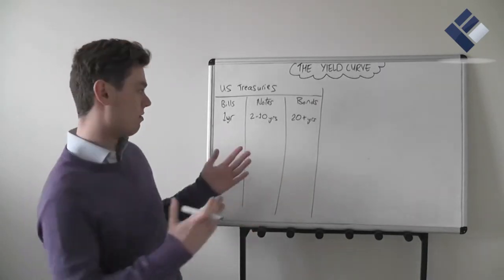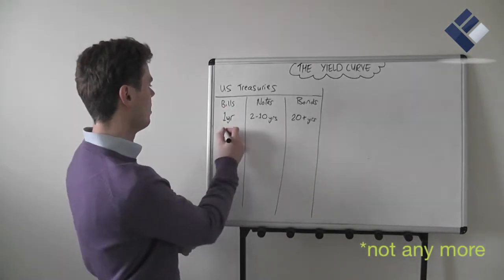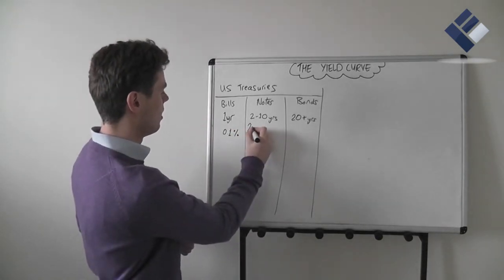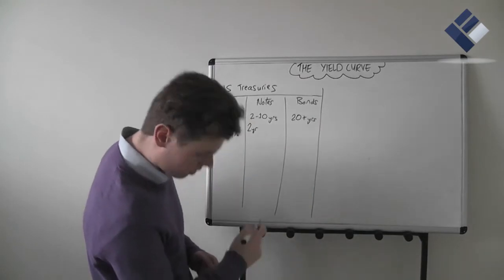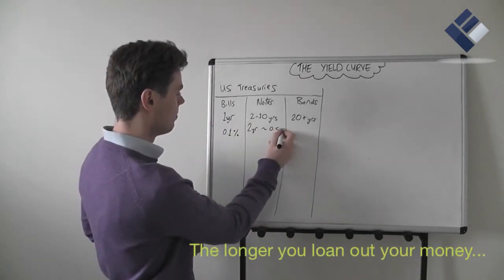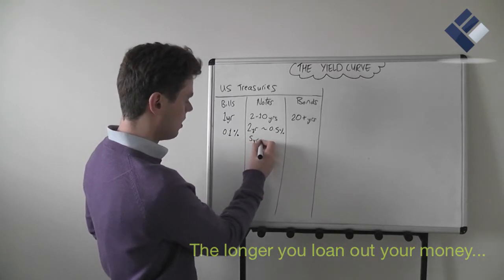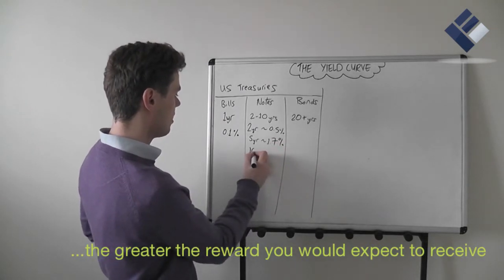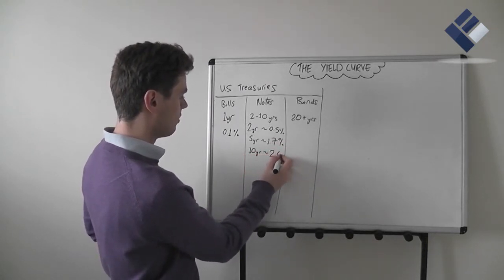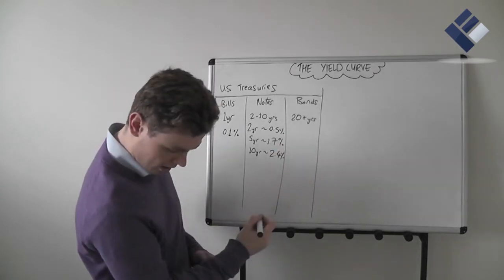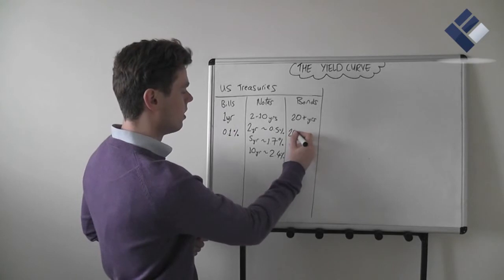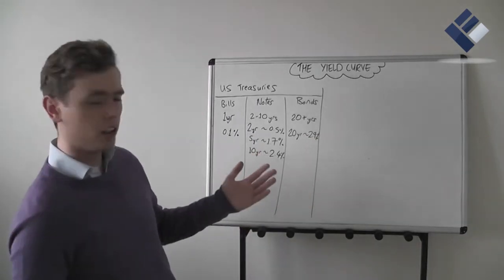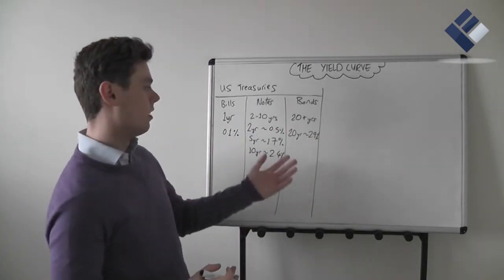So, at the moment of filming this video, the US Treasury bills rate is 0.1% yield for 1 year. The 2-year note is 0.5% approximately. The 5-year is approximately 1.7%. And the 10-year is approximately 2.4%. The 20-year is currently at 2.9%. So you can see here, as I mentioned, the longer the maturity of the bond, the higher the yield.